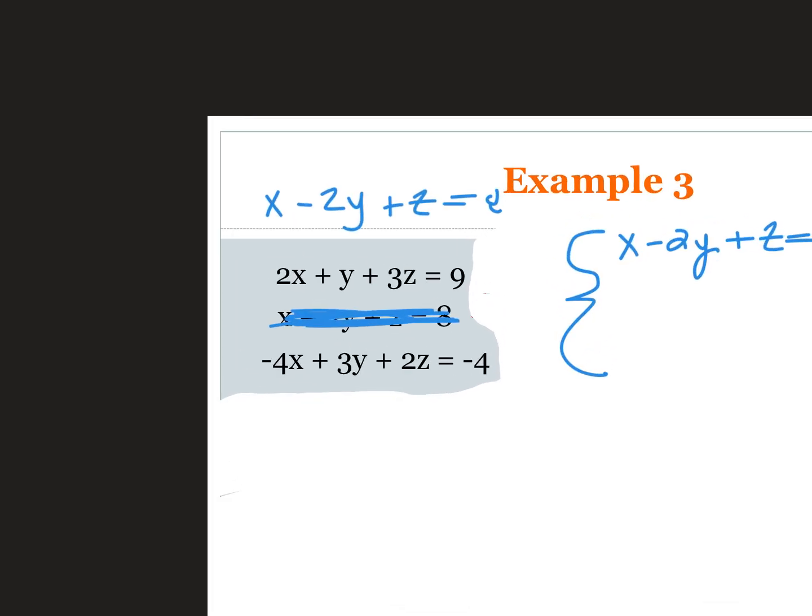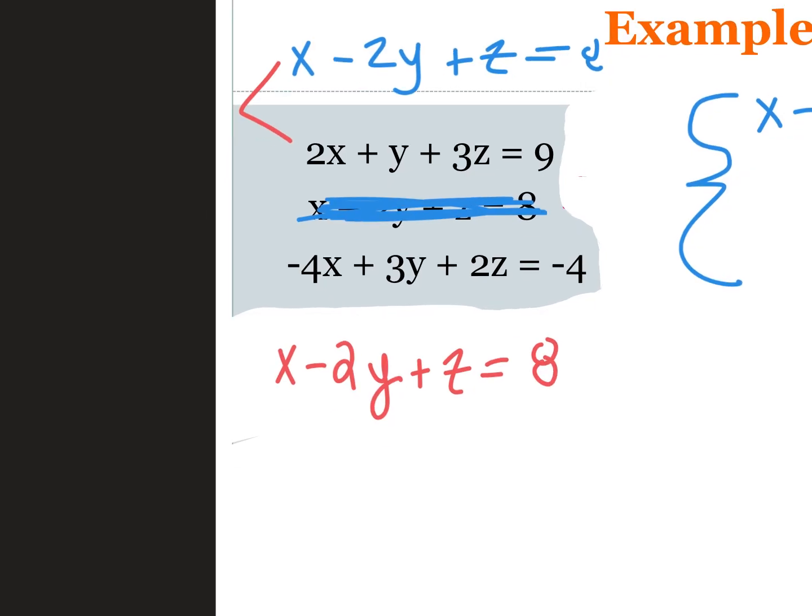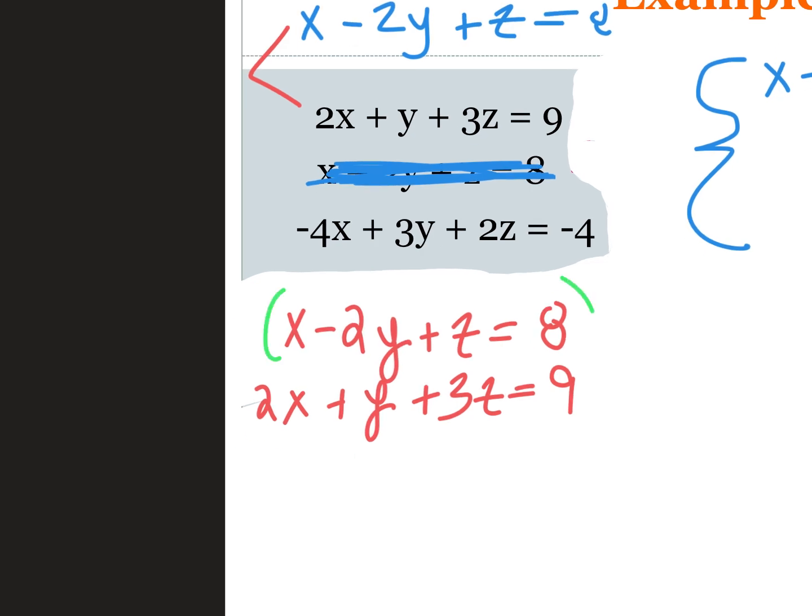Now I'm going to take 1 and 2, yes? And eliminate what letter? The x, good. So 2x plus y plus 3z equals 9. So what do I have to multiply my top equation by so my x's will cancel out? 2. What kind of 2? Negative 2. So negative 2 times x is negative 2x. Negative 2 times negative 2y is plus 4y. Negative 2 and z is minus 2z. And then negative 16.